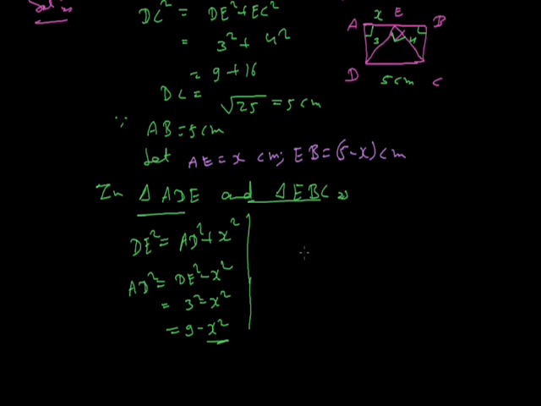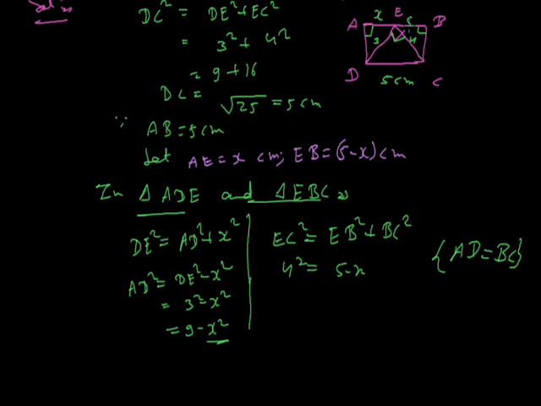Similarly, in the triangle EBC, we can calculate that EC square, because EC is the hypotenuse, is EB square plus BC square. Now we know that opposite sides of the rectangle are equal, so we can replace the value of BC by AD, because AD is equal to BC. So the length of EC is 4. 4 square is equal to EB, the length of EB is 5 minus x as we assumed. So 5 minus x whole square plus BC, BC will be replaced by AD square. So by this we can get the value of AD square again, which is 4 square, means 16, minus 5 minus x whole square.